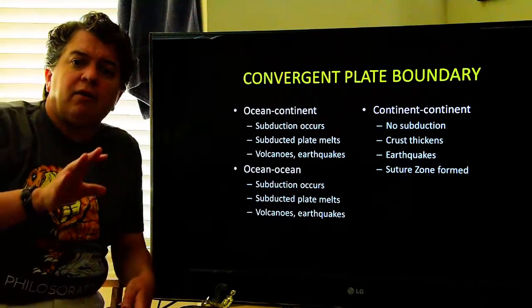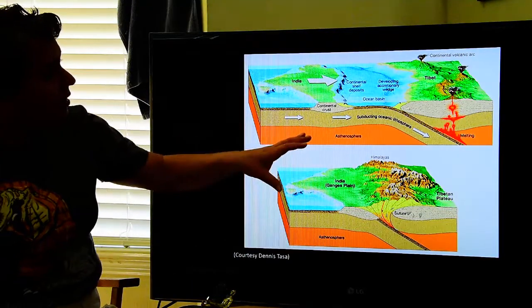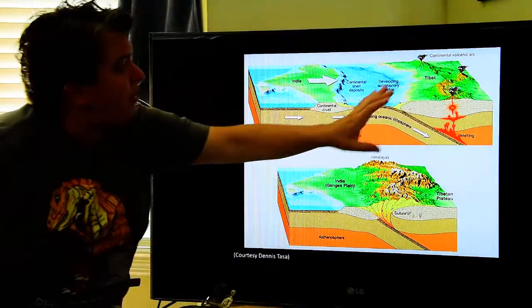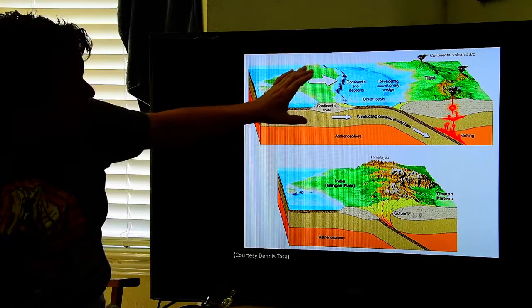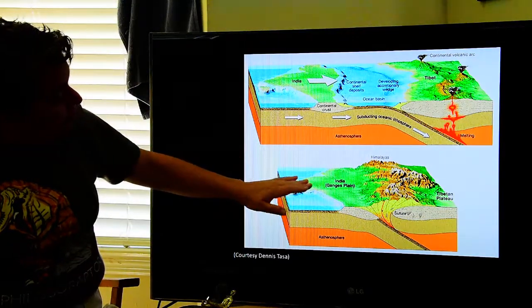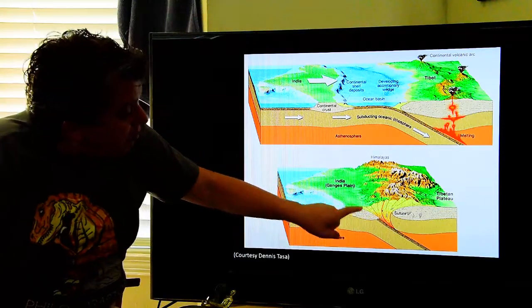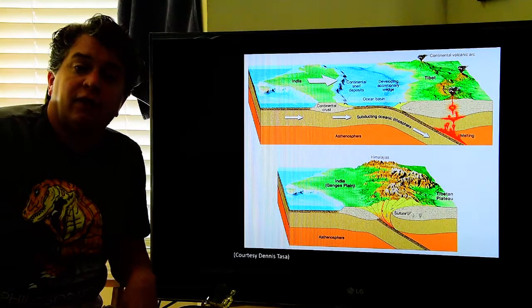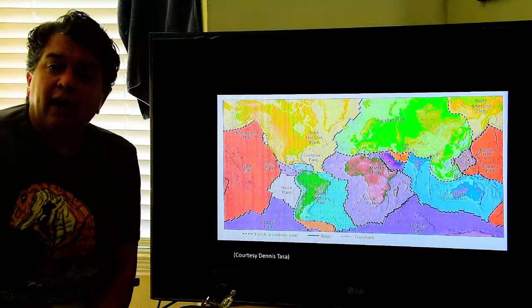A great example of this is where India has collided with Asia. So if we could go back in time, we'd have India, we'd have Asia here. There was a subduction zone there, but this continent was basically being carried closer and closer to Asia. And then eventually it slammed into Asia, creating the Himalayan mountains and this area of very thickened continental crust. So these are the plates that we have today.